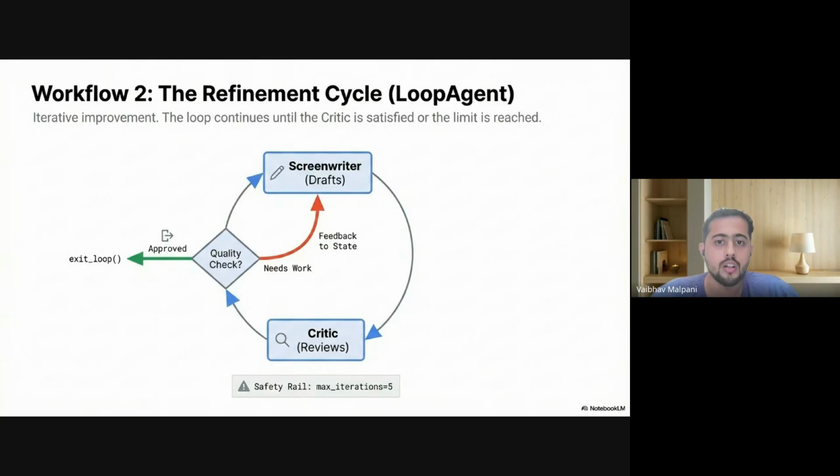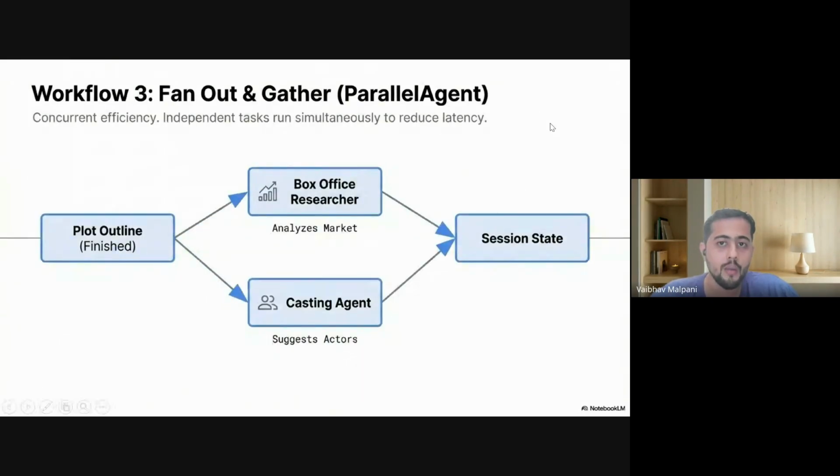And this is how the movie script it is building will keep on improving, and we'll be able to see it live how it is improving by each iteration. And the third one will be a parallel agent.